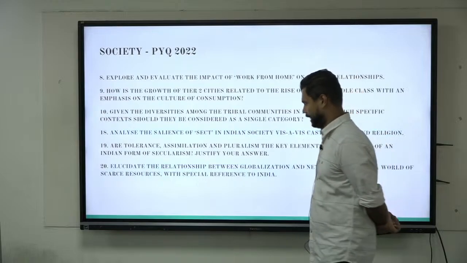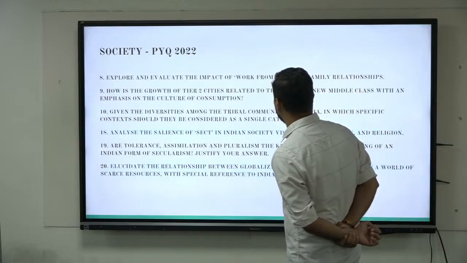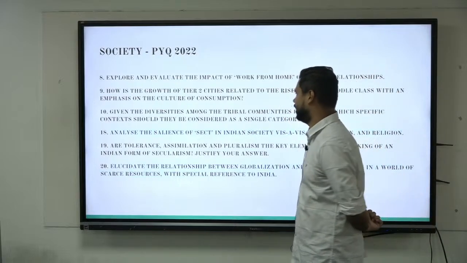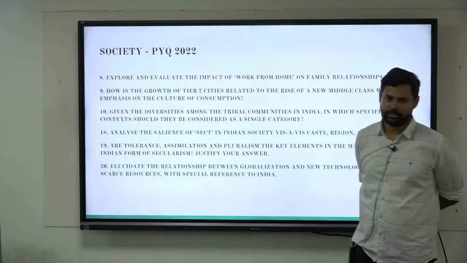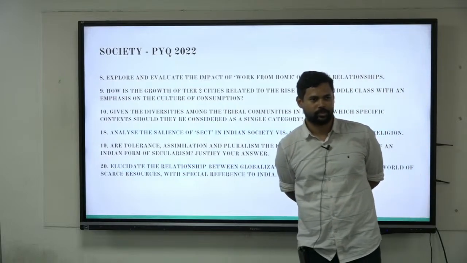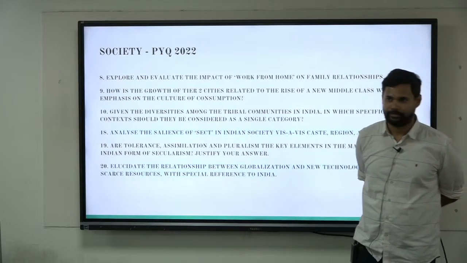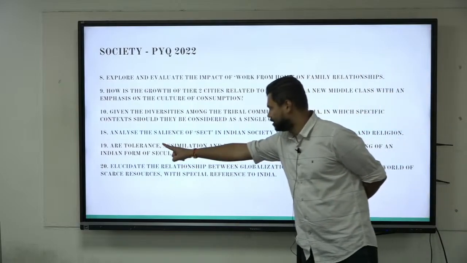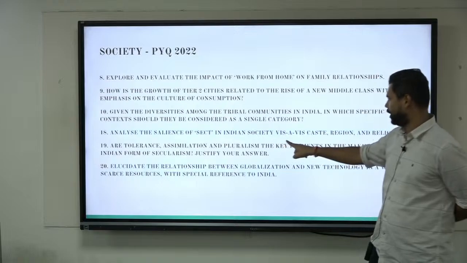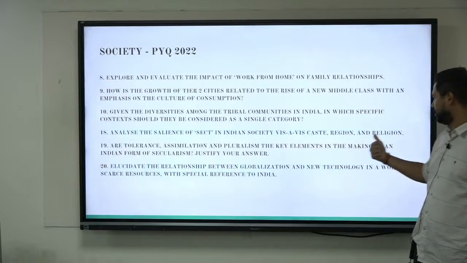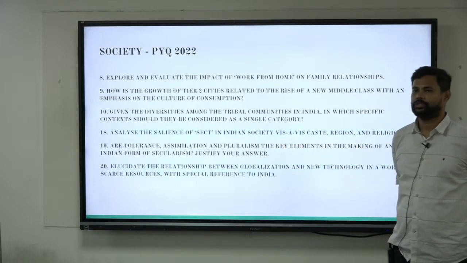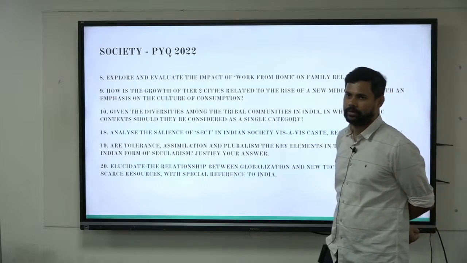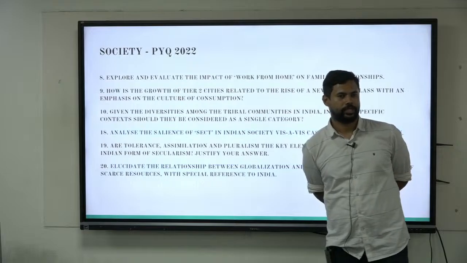Okay. Next. Given the diversities among the tribal communities in India, in which specific context should they be considered as a single category? Tribes. Okay. Tribes is one part you should understand. You should have notes made. Tribes. Okay. Next. Analyze the salience of sects in Indian society with regard to caste, region and religion. What is this? Salient features of Indian society. Very good.